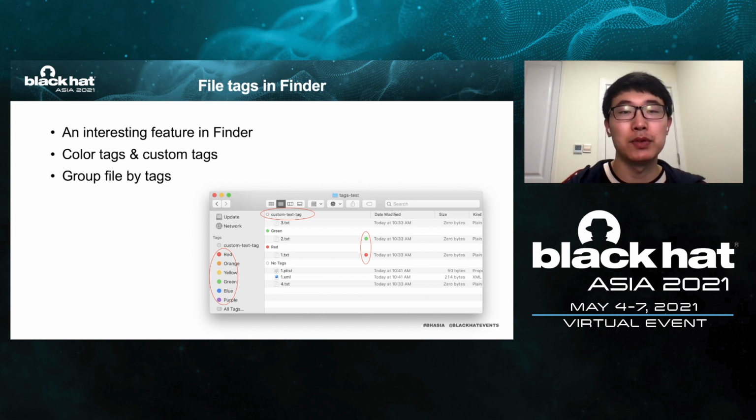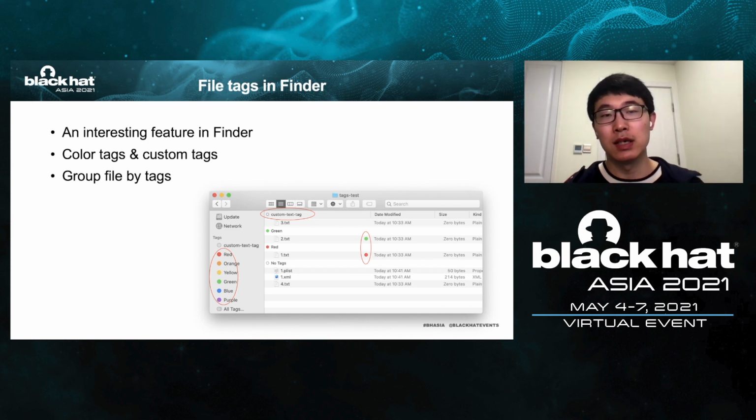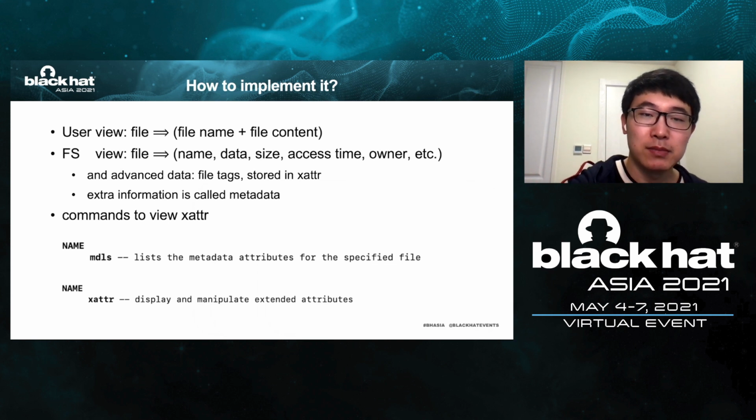About extended attributes, let's see an example. We usually use Finder to manage our files. There are many interesting features in Finder, for example, file tags. In Finder, you can mark a file with a color tag. You can assign a red tag to a file and a green tag to another file. You can also customize some text tags by yourself, as shown in the figure. Then, if you sort or group files by tags, files with the same tag will group together. This is more in line with your personal preferences than sorting by file name. This feature seems to be powerful.